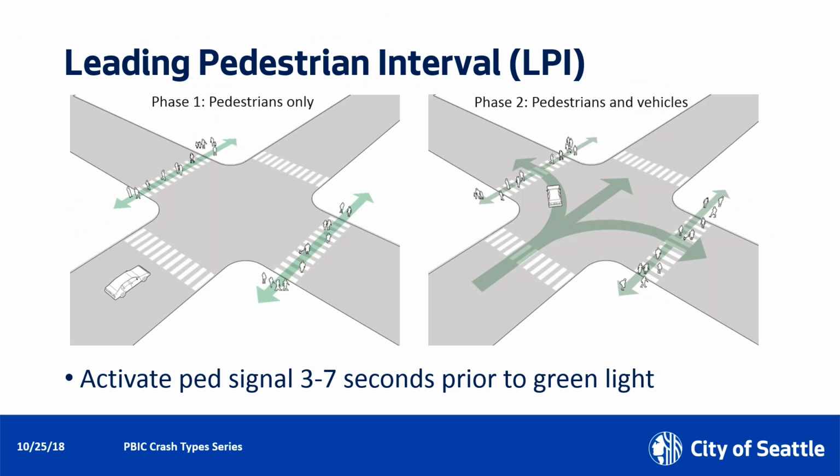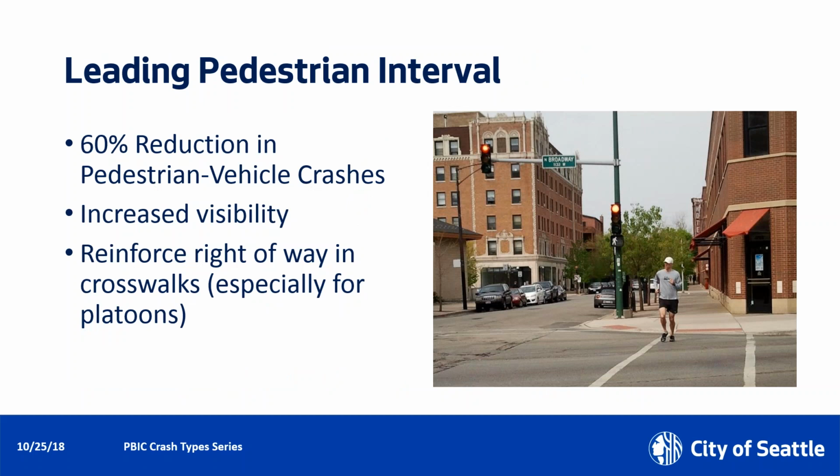The first of which that Chris and David mentioned was a leading pedestrian interval. If you're not familiar with that, essentially you're giving pedestrians a 3 to 7 second head start prior to a green light. But typically after that point, you allow permissive movements from vehicles crossing those intersections. Based on national data provided by the FHWA, there's a 60% reduction in pedestrian vehicle crashes. Some of the other benefits are increased visibility and reinforcing the right-of-way of pedestrians in crosswalks.